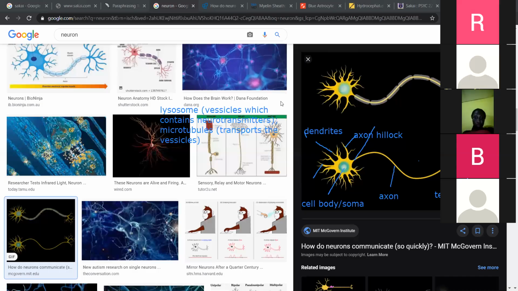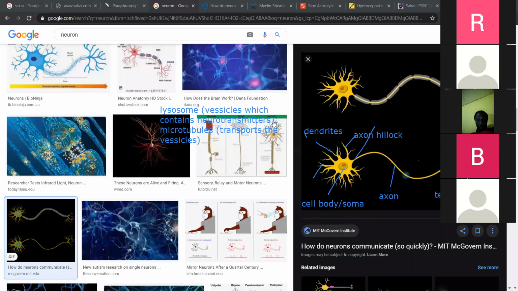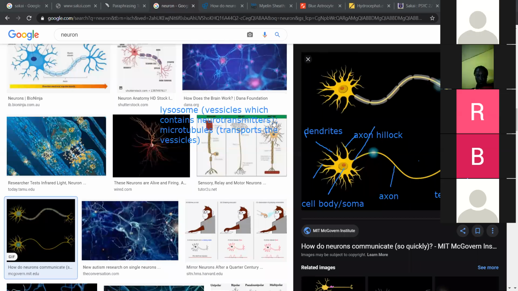All right, then the next one is dendrite. So what will be the function of the dendrite? We are still on the structure of the neuron. So what will be the function of the dendrite? So any thoughts on the dendrite? Okay, Richard. Okay, so they are to receive signals from other neurons to process.